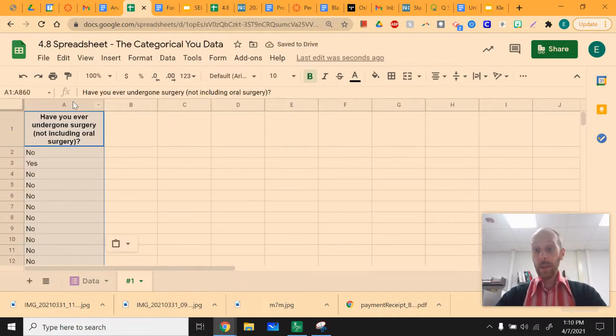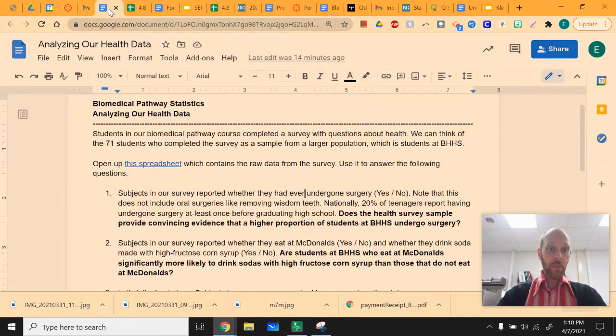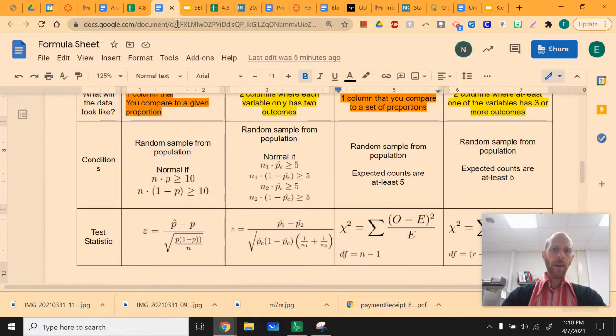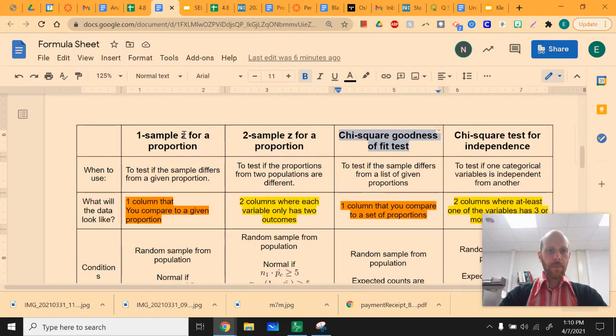Now, the next thing we need to do is figure out which test we're running. The problem asks us to compare these data to the national percentage, which is 20. So let's look here. We have our four different tests. I know that we only have one column of data, which means it's going to be one of these two orange groups, either the one sample Z for a proportion or the chi-square goodness of fit test. I also know that it's got to be this one right here because we were only given a single proportion, the 20%, whereas with a chi-square, you're given multiple proportions.